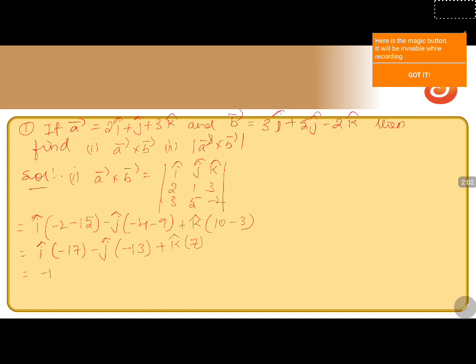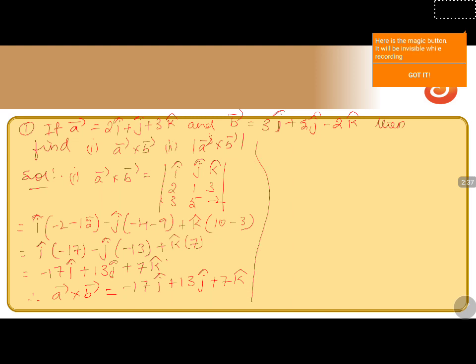That is equal to minus 17 i cap, minus into minus, plus 13 into j cap, plus 7 into k cap. This is the value of A cross B. Therefore, A cross B is equal to, we'll write it as, minus 17 into i cap plus 13 into j cap plus 7 into k cap.